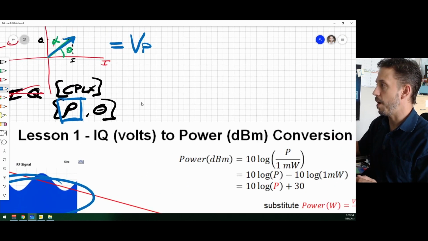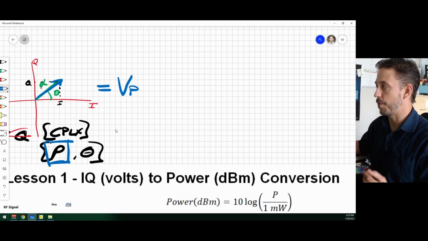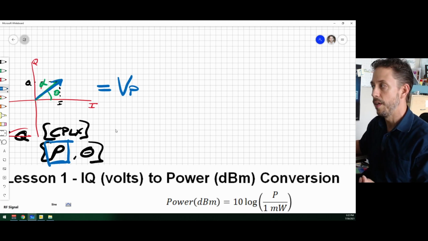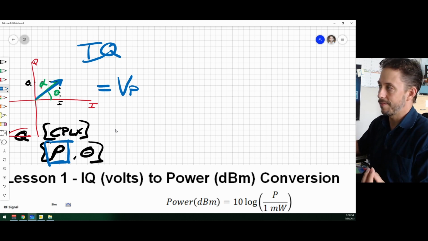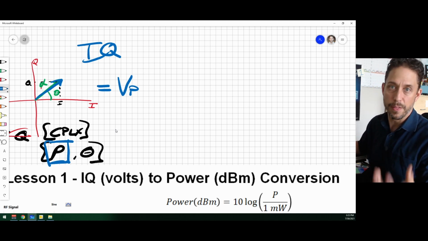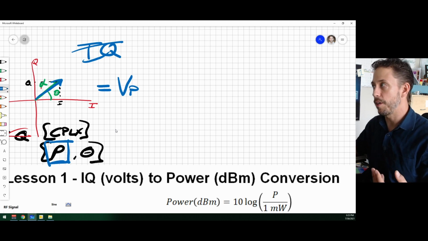So let's talk about that a little bit more. Now we started off with a complex value. I'm used to thinking about it as I and Q, which is not that hard to understand. It's just the value on the axes, but we're going to throw that away.